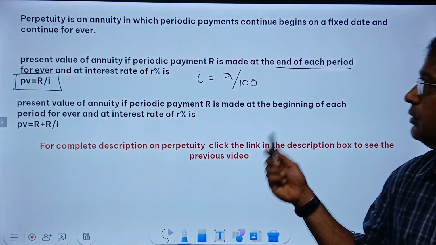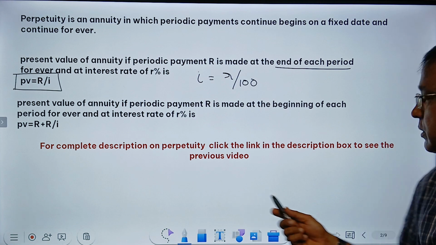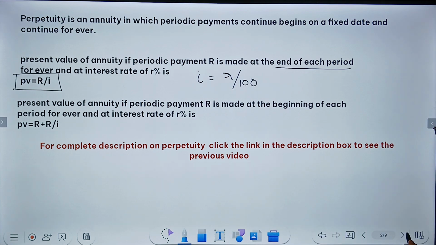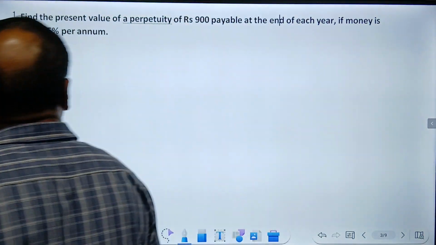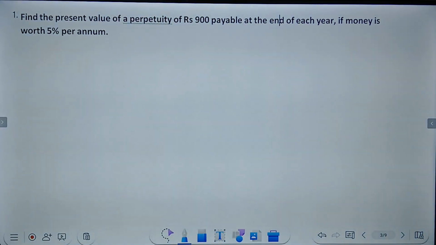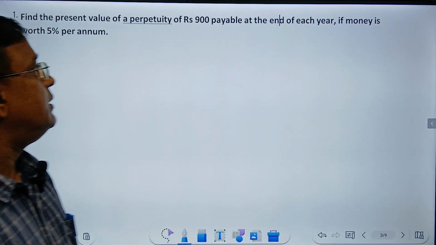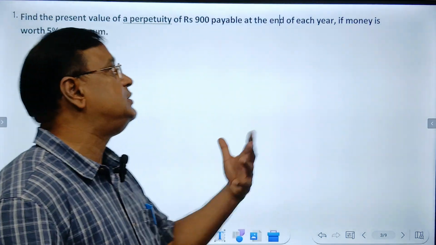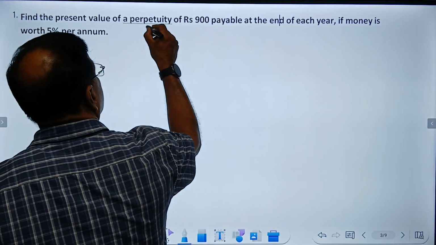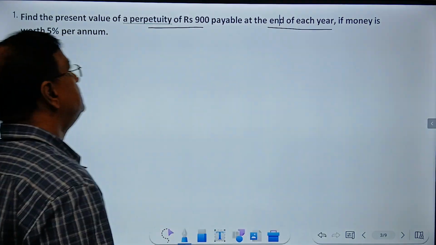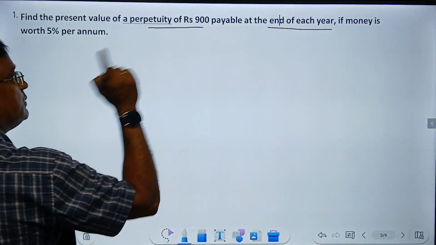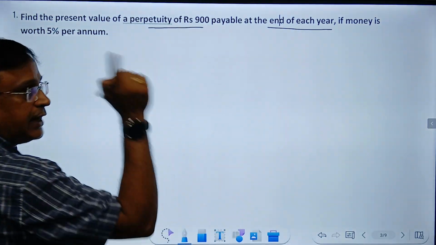Now that we are going to do ML Aggarwal problems, let's go to the first problem. What does the first problem say? Find the present value of perpetuity of rupees 900 payable at the end of each year. So rupees 900 is paid at the end of each year. There are two pieces of information. First is at the end, so it is type 1.